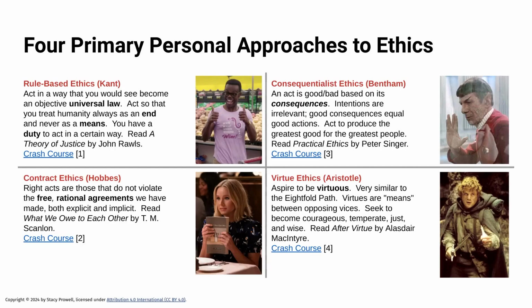Contract ethics comes to us from Hobbes. Right acts are those that don't violate the free, rational agreements that we've made with others. And they can be explicit, right? I can tell you, I'll go pick you up at the bus stop at 5. I should go do that because that's a good thing to do. Not just standing you up. It's a bad thing to do. I just ghost you at the bus stop. That's not good. And they can be implicit, right? You're my son, and I need to go get you from school because you're my son. Okay?